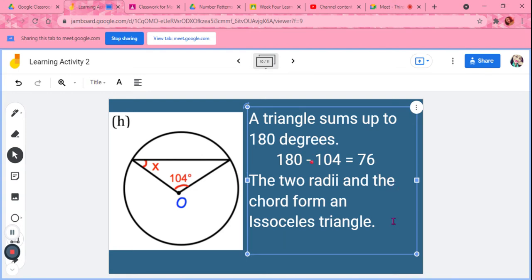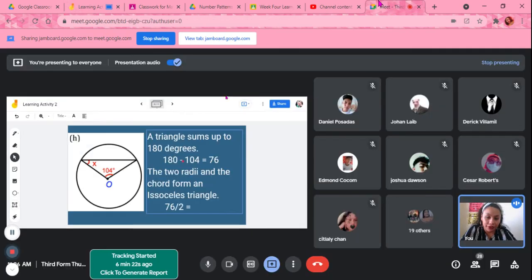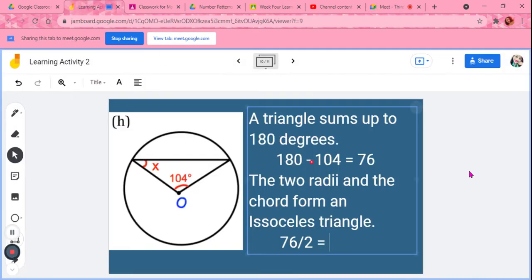And then the two radii and the chord form an isosceles triangle. That is where I am going to take the 76 and divide it by 2. And what would that give you? 38. 38, very good. And then this would be your answer. And those would be the two reasons.